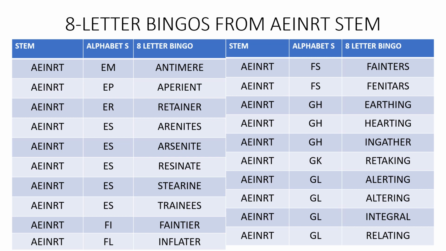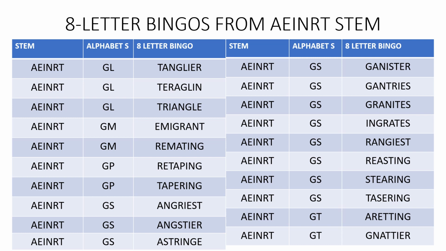And then antimere, retainer, ornites, resinate, and trainase, faintier, inflator, fainters, hearting, retaking, alerting, altering. These are words which are not difficult ones. The only thing is that if we know the combination, we can play these.